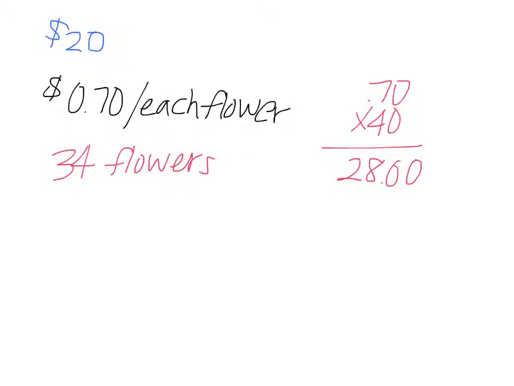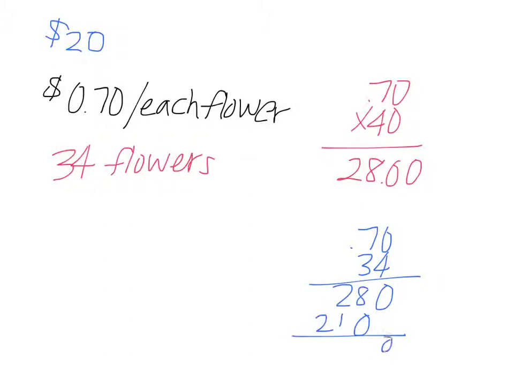So if Anna has enough, how do we, so let's do the exact, right? When we estimated high, we knew that it didn't come out. Just to make sure, let's do the exact. So we do 0.7 times 34. And I get 2380, okay? So it's still what? Too high. 2380 is still higher than $20, right?